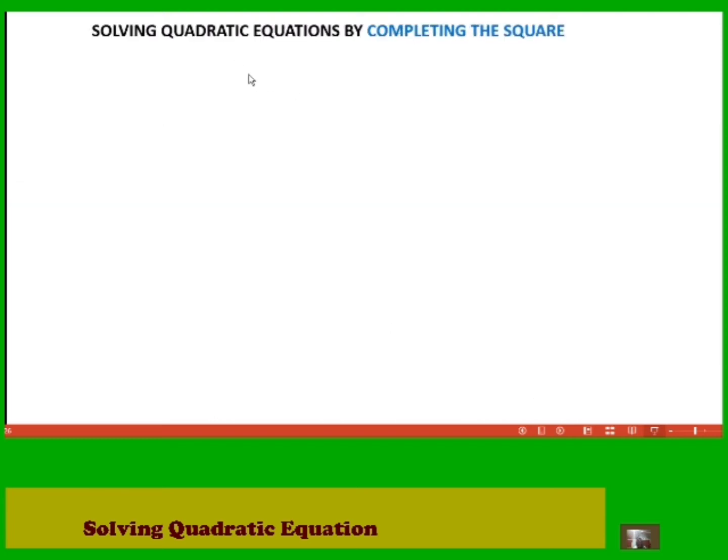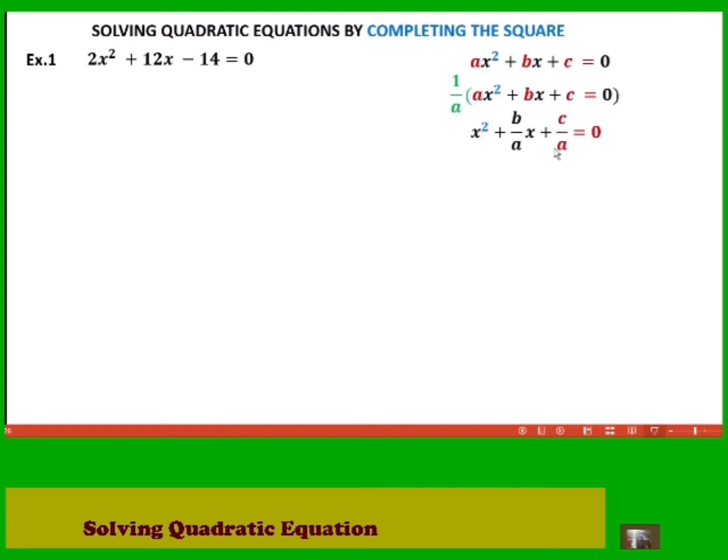Next, let us solve quadratic equations by completing the square. Example, 2x squared plus 12x minus 14 equals 0. This is the standard form of the quadratic equation. We divide the whole equation by a, the coefficient of x squared, then transfer the constant term to the right side of the equation. Positive becomes negative. So this is the step when we solve quadratic equations by completing the square.